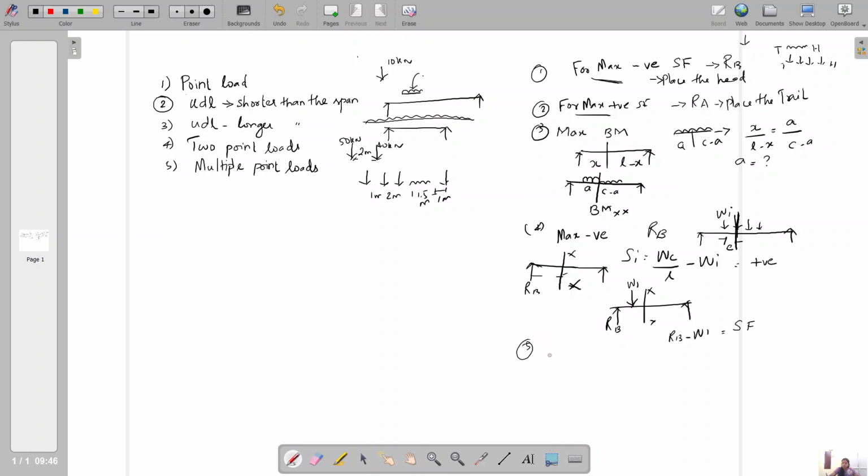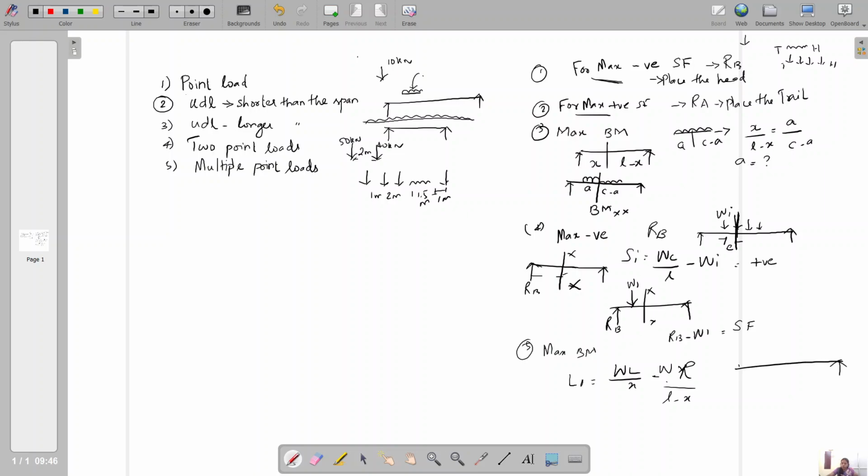Okay, next one we can see the maximum bending moment, the maximum bending moment at a section. So what is the ratio? The ratio is WL by X minus WL, sorry, WR by L minus X. WR means the load on the right side, and WL means the load on the left side.